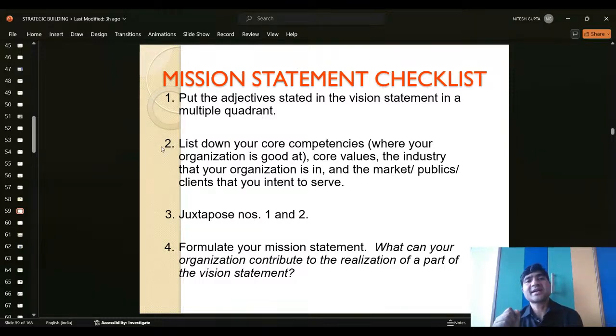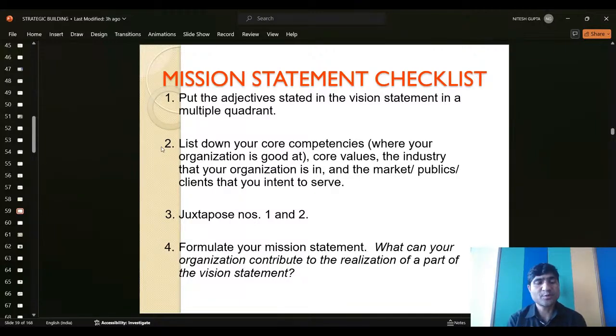Now, what checklist should you have when you design the mission statement? Put the adjectives stated in the vision statement in a multiple quadrant. List down your core competencies, what your organization is good at, core values, the industry that your organization is in, and the market, publics, and clients that you intend to serve.